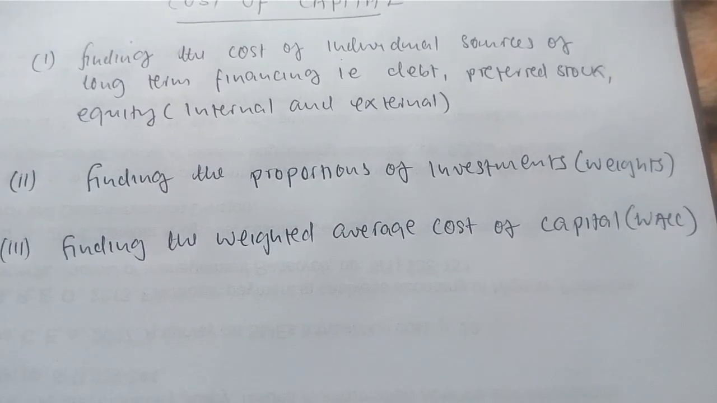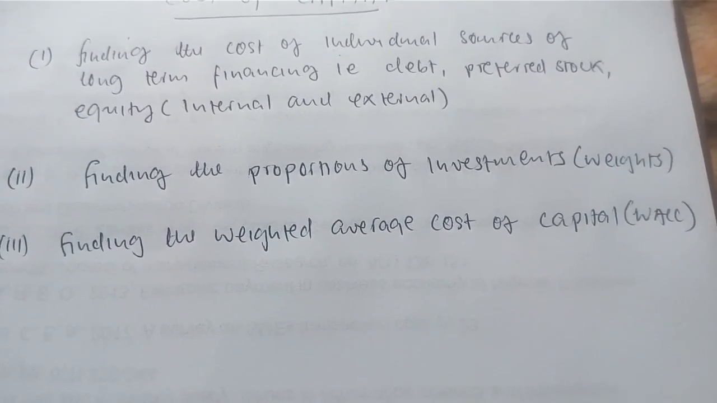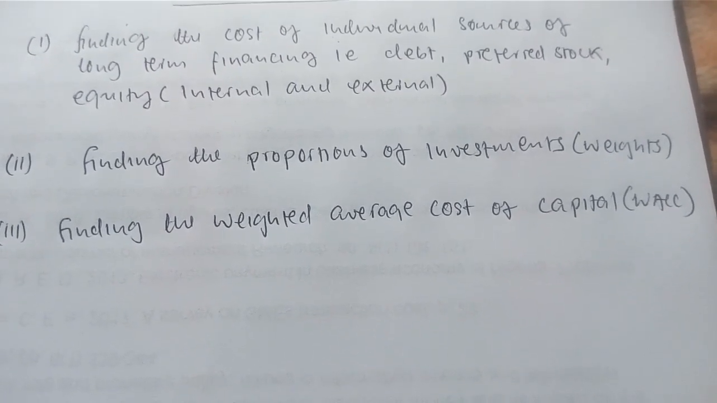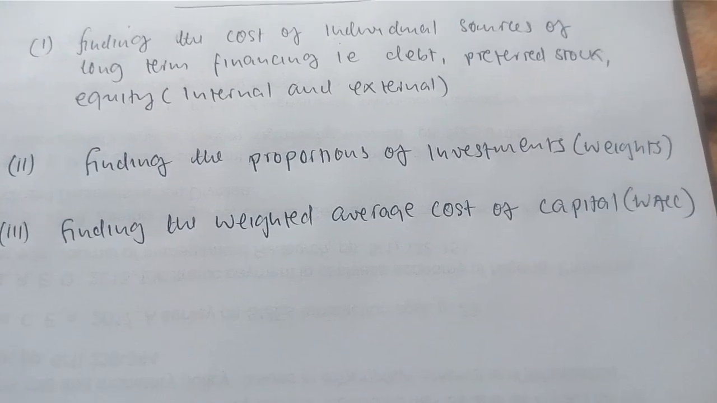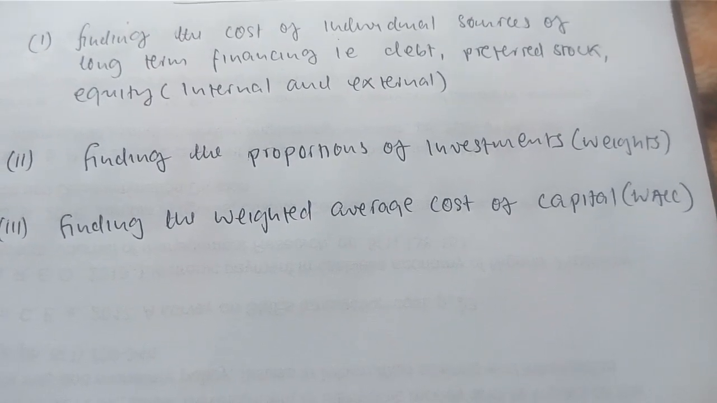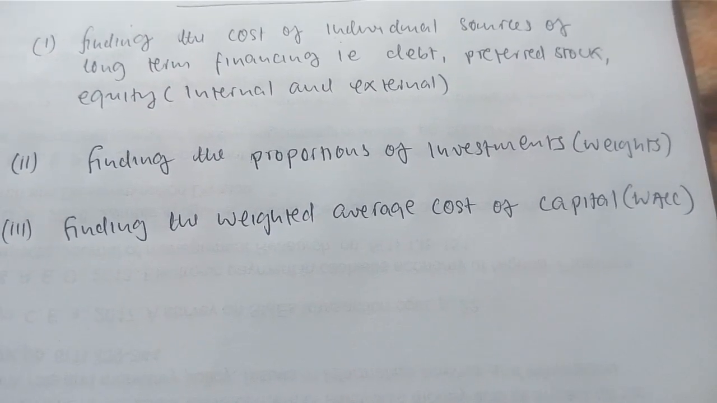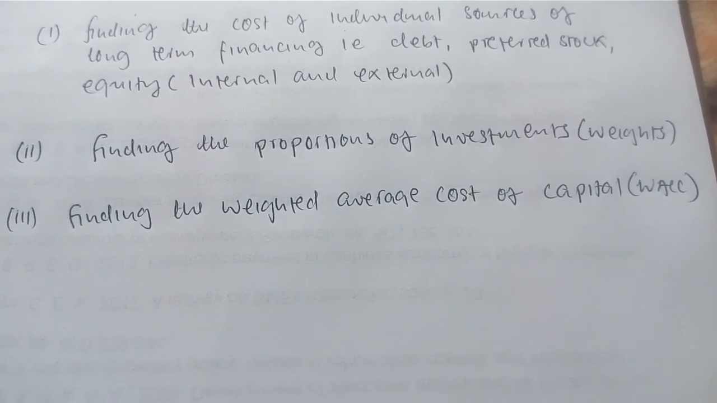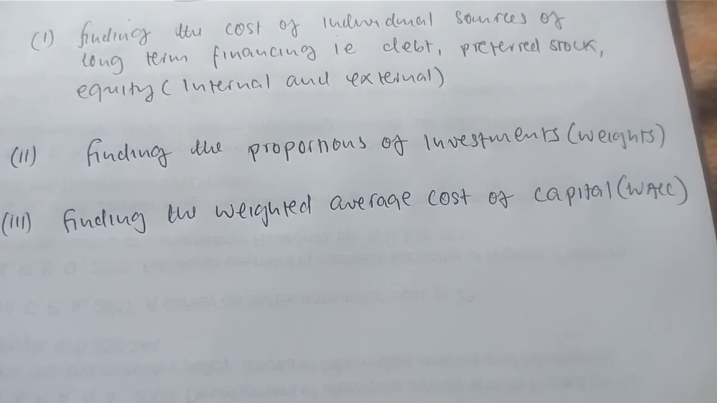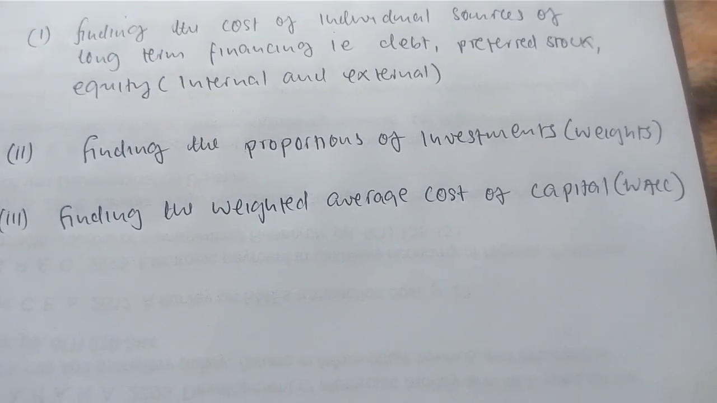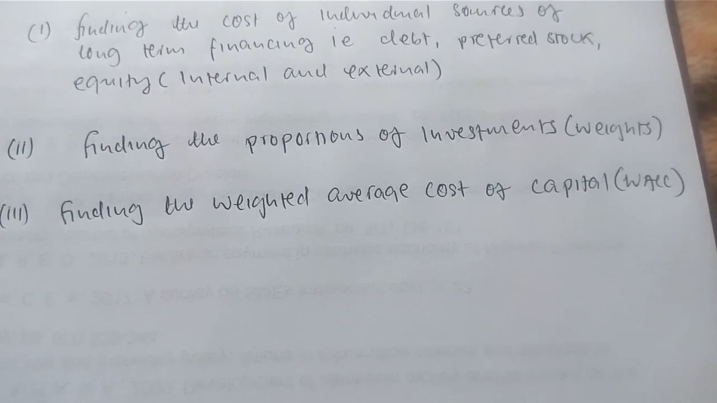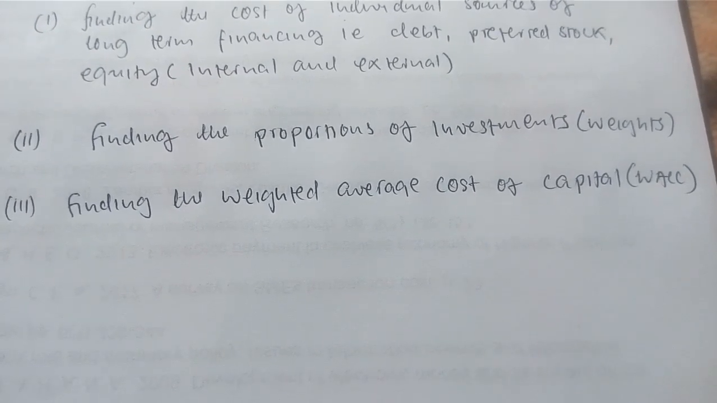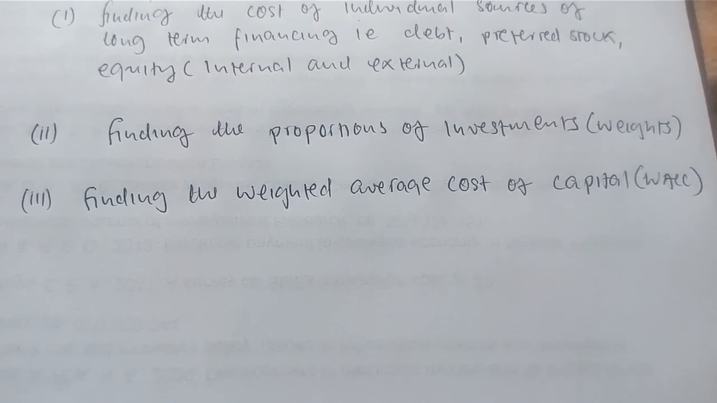So in this video we will focus on the major sources of financing, which includes debt, preferred stock, equity. By equity we mean both internal and external. Internal equity applies for retained earnings, and the external equity is applicable for the newly issued shares.